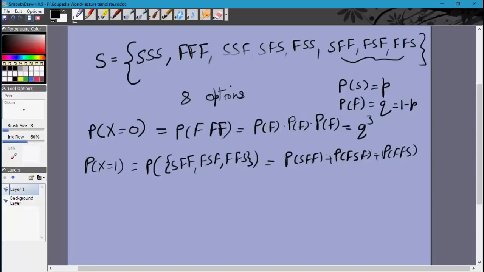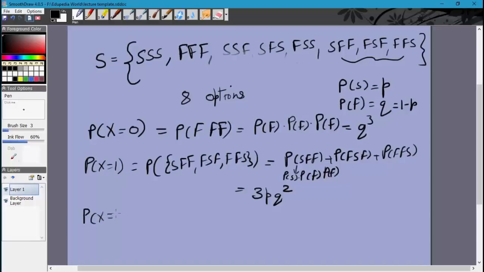Now each of them we can write, the first one, as P of S into P of F into P of F, because once again these are independent events. Notice how everything we've learned in the previous videos, we are using that at every step. So again, the other two also we can write like this. So what we'll get is 3pq squared.